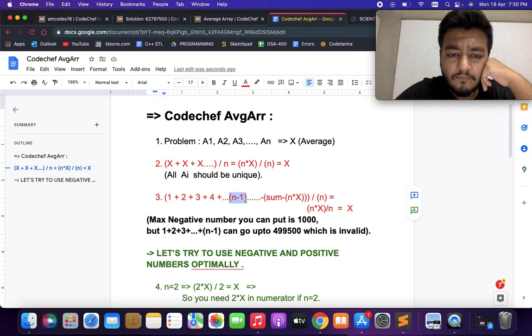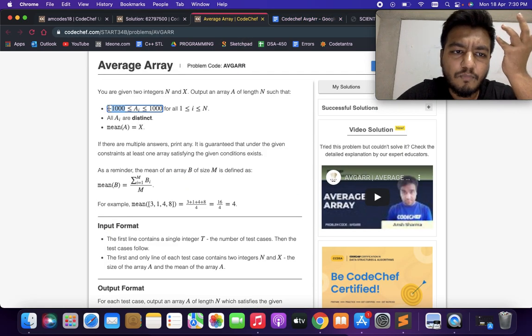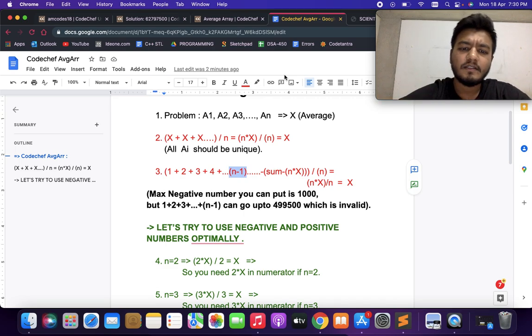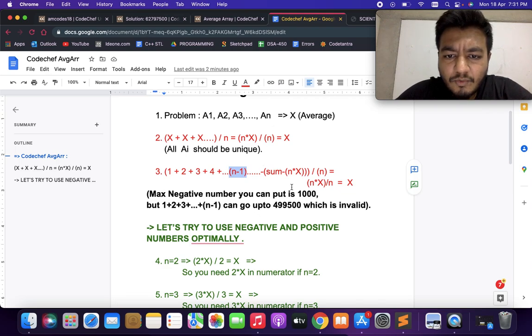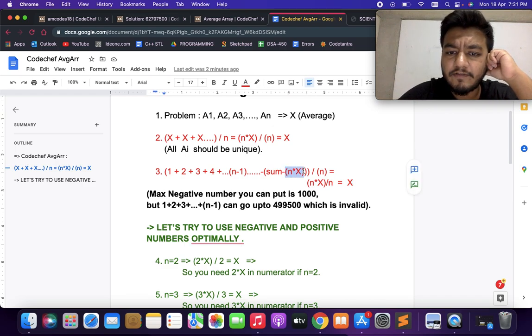So what else can we do? One thing you will notice here is that we can put both positive and negative numbers. So the only thing that remains to do is to optimally use both positive and negative numbers. We again know that we have to produce this n into x in the numerator, because n into x in the numerator divided by n in the denominator, n will get cancelled and we will get x at last. So our target is n into x.